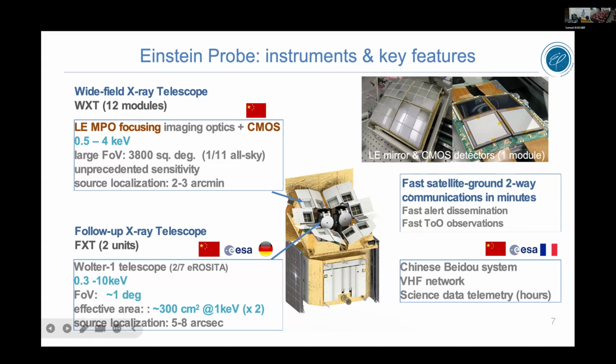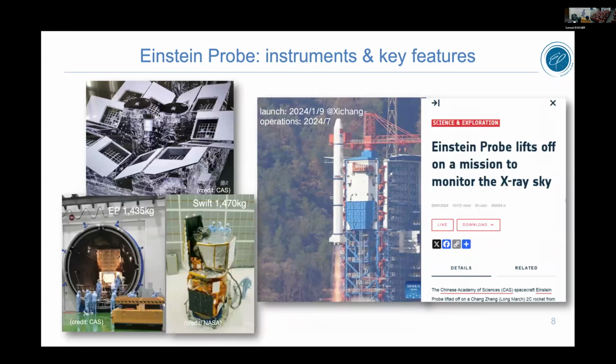And for data transfer, EP has fast satellite-to-ground two-way communication within minutes, including fast alerts and fast TOO observation commands. This is achieved by China's Beidou system and the VHF network, which was introduced before, and to do the science data telemetry. This is a collaboration between China, ESA, and France.